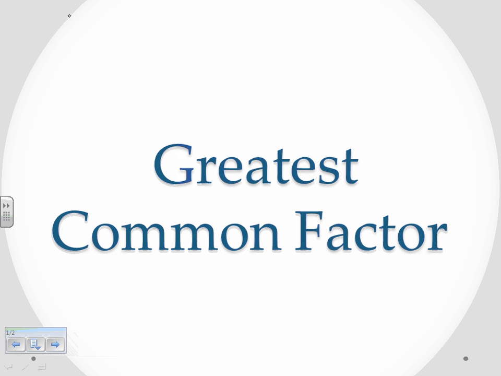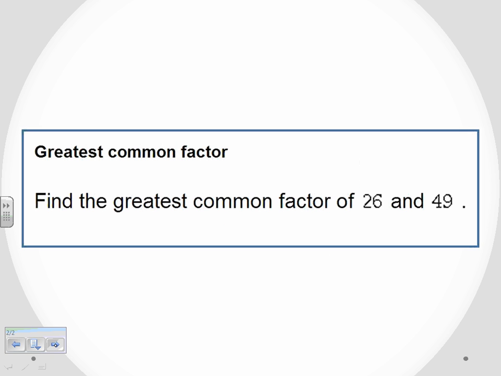All right, now we are taking a look at the greatest common factor, otherwise known as the GCF. So we're asked to find the greatest common factor of two numbers, 26 and 49. And we could do this for two numbers, three numbers.